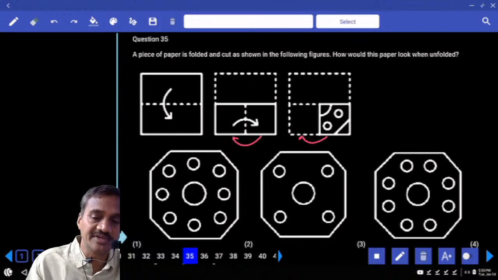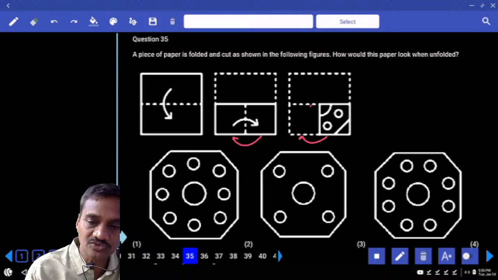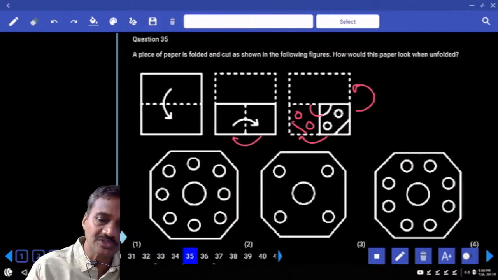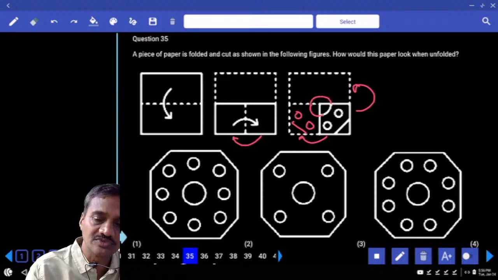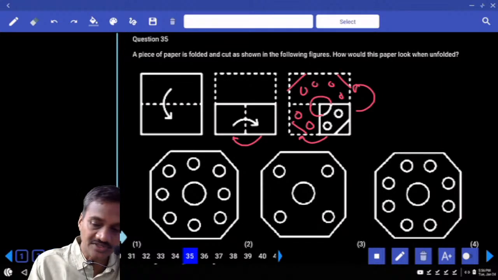That means first the mirror image of this one. How should the mirror image of this one come? And these two are the elements. Mirror image. For it to come from here to up there, the water image of this should be like this. So what is your answer here? Choice 3 is the answer.